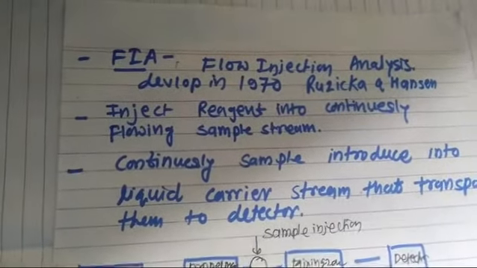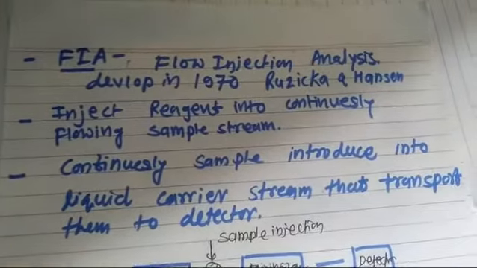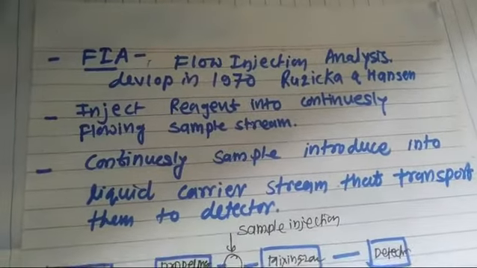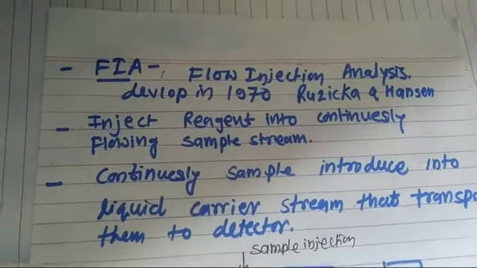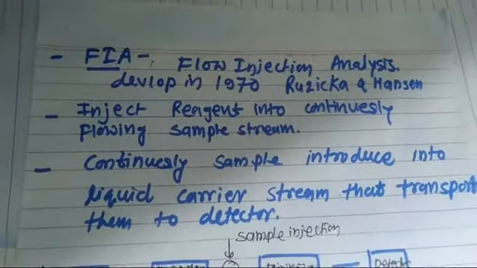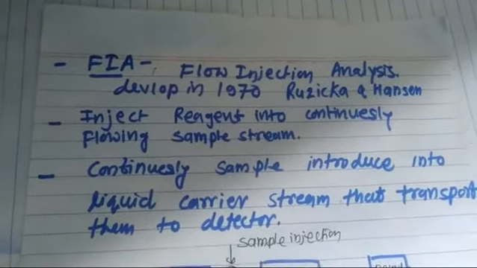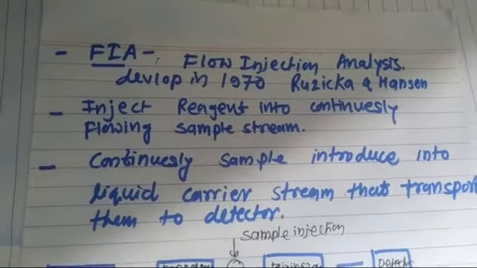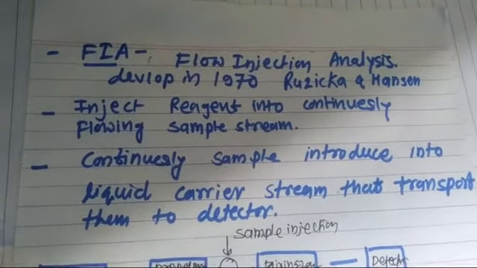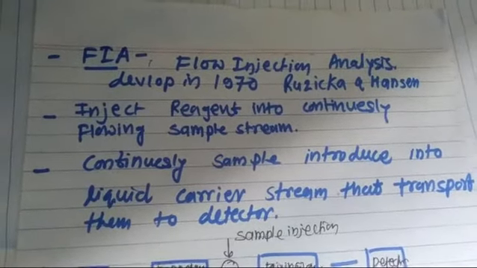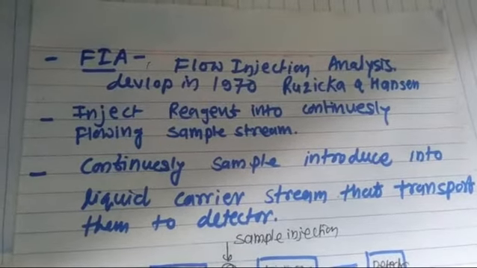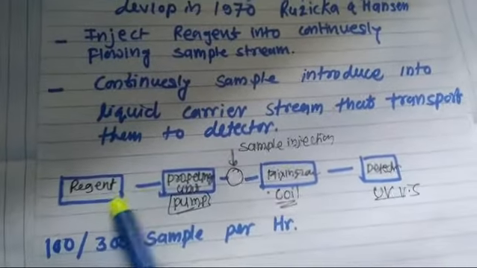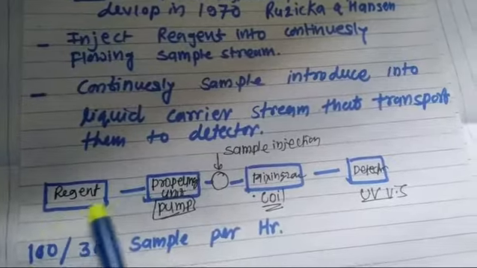So as discussed, this is the segmented flow system. In this system, by using air bubbles, the sample rate is 50 or 60 samples per hour. But by removing the air bubble, this FIA is a simple method. The sample is introduced directly and continuously in the carrier system.